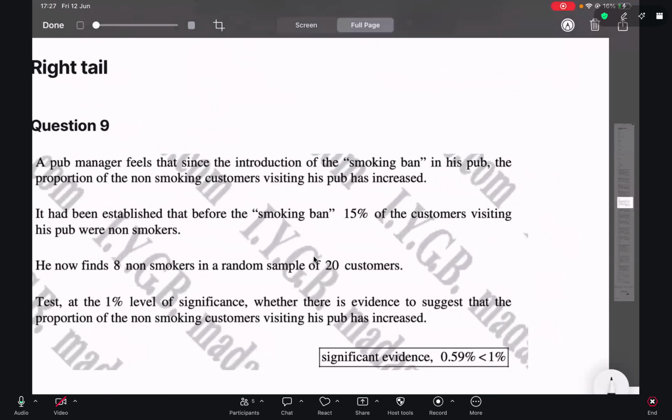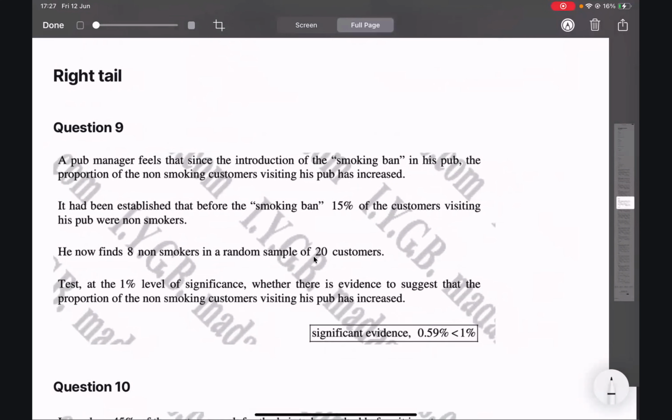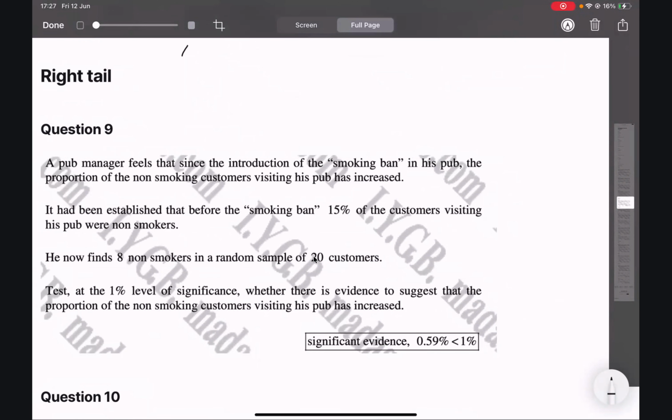So let's try this one. It's a right tail. It's the same thing, but it's on the right tail. So you'd write the X binomial. You'd have 20 for the sample and then 0.15. The mean is 20 times 0.15. Yep, 3. And then that's 8 for the test statistic. Perfect. And this is where P is the probability of non-smokers. Yes, to the right.